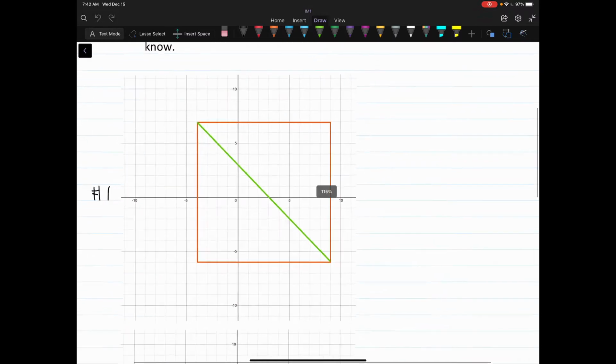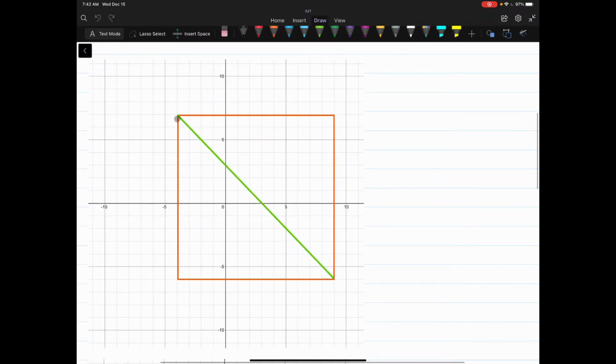So in order for me to find the length of the line, I have to see that this line is just the hypotenuse of this right triangle. So let's go ahead and find the length of these legs, because if I find the length of these legs, then I can find the length of this hypotenuse.